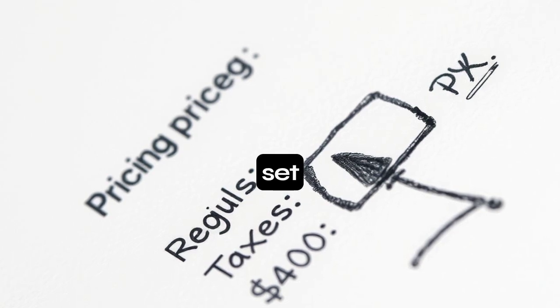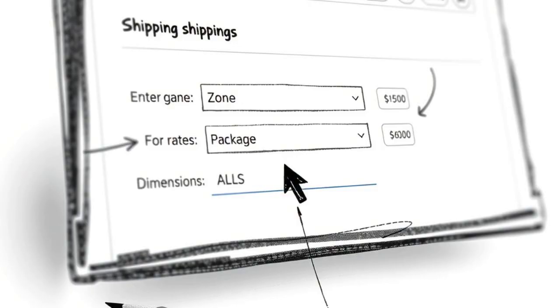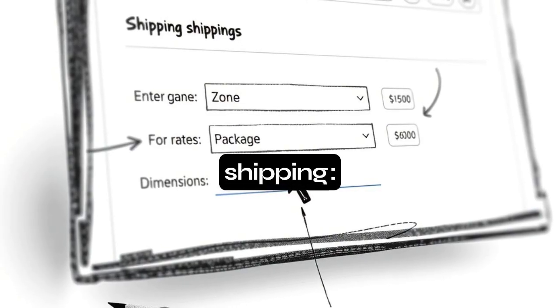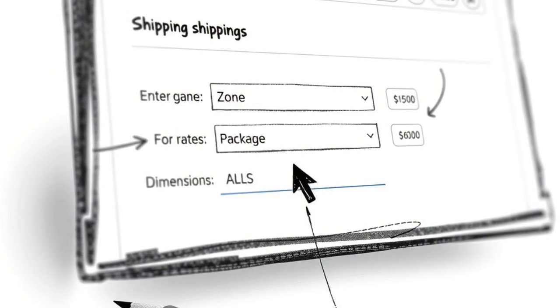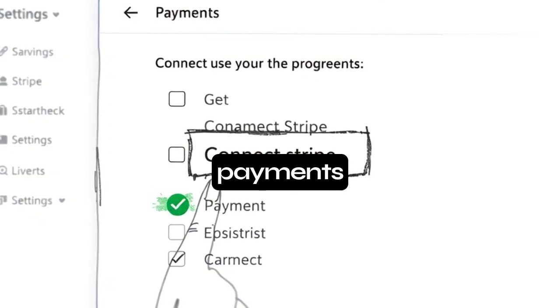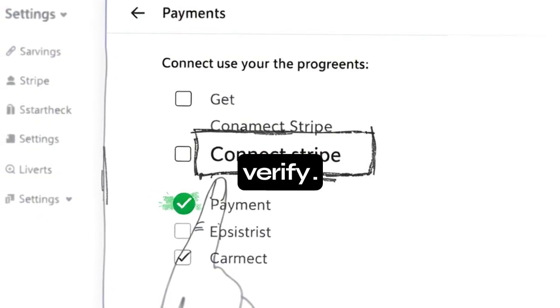Step 6. Set pricing, regular price, sale price, and tax options. Step 7. Configure shipping, add zones, rates, and package sizes for accurate costs. Step 8. Connect payments. Enable Squarespace payments, Stripe, or PayPal and verify.